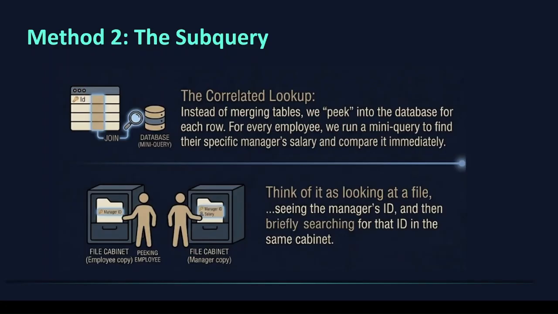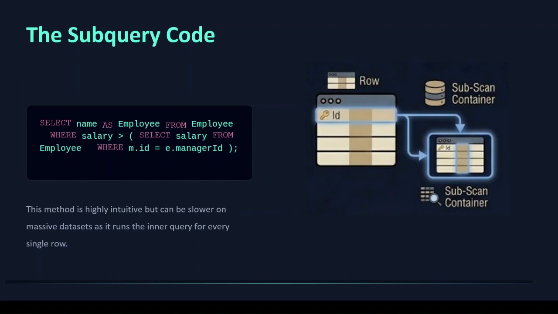Let's examine how you write this in code. Take a look at the subquery syntax on your screen. Let's analyze how the database evaluates this. The database looks at the outer query first, the "select name from employee as E". For every single row it processes, it stops and runs the code inside the parentheses. If it's looking for Joe, it runs the inner query "select salary from employee M where M.id equals 3". This inner query passes back the number 60,000 to the outer query. The outer query then simplifies to "where salary greater than 60,000".